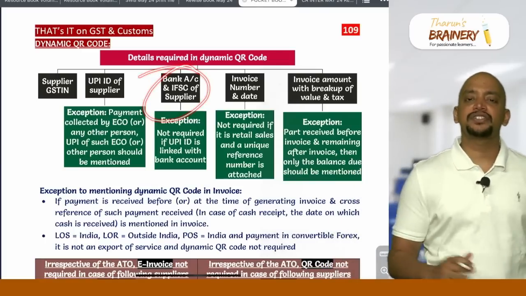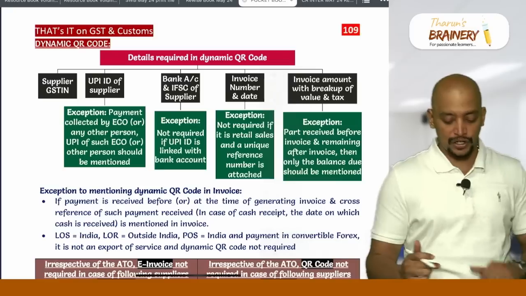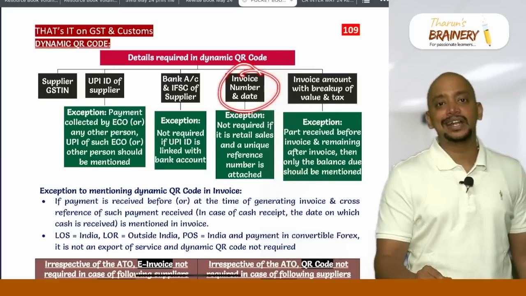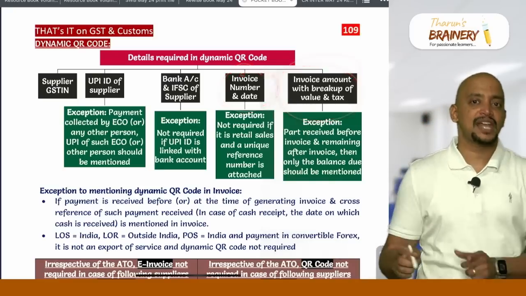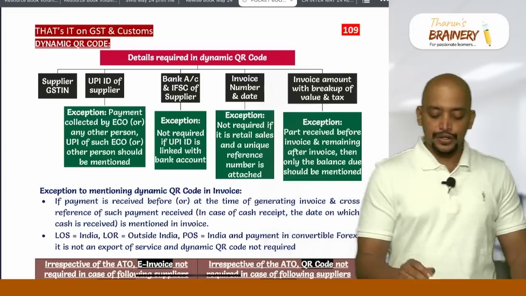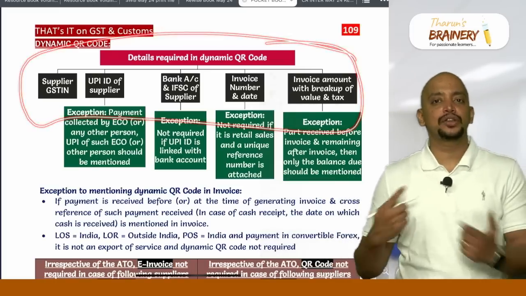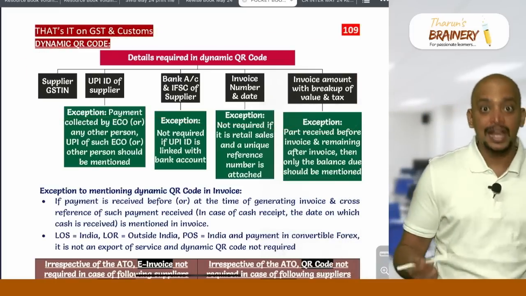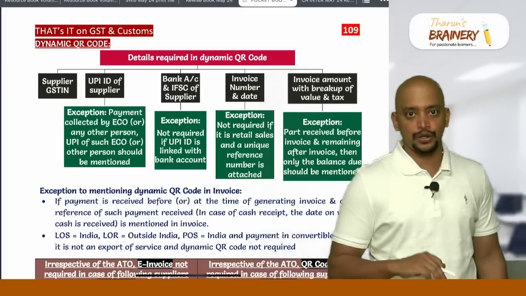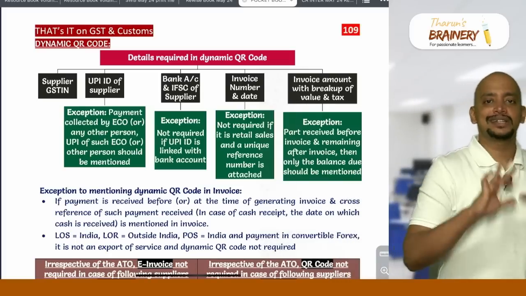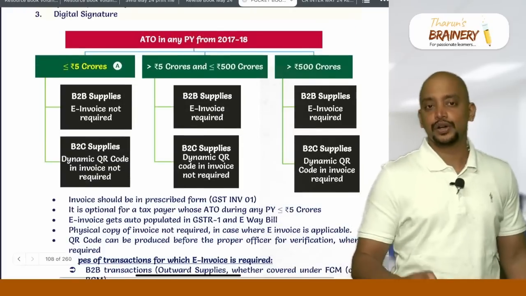Bank account and IFSC code of the supplier, that is also static, it will not change. Whereas invoice number and date and invoice amount along with breakup of tax, it will change from invoice to invoice. So entering these 5 fields, if we create a QR code, that is known as dynamic QR code, and there are some exceptions for this dynamic QR code. So first we have seen what is dynamic QR code. Then to whom this dynamic QR code is applicable?